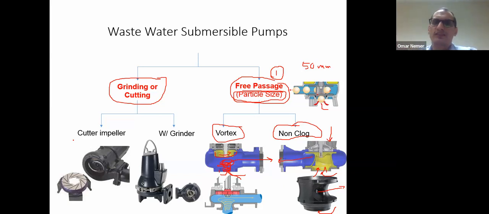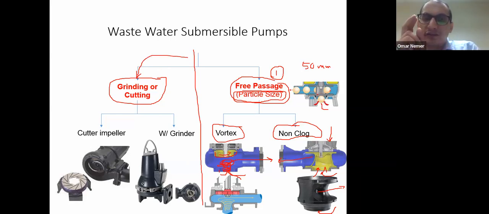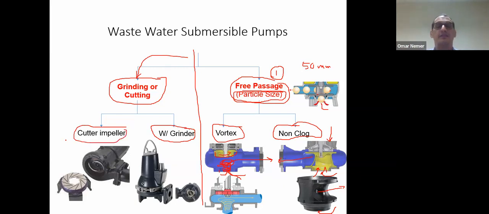Now let's go to the other family. The second family is the family of grinding or cutting. The two major types of these pumps are submersible pumps with grinder, and there is something we call cutter impeller. They are not the same. Yes, both of them have the same strategy of cutting the solids, then pumping them.